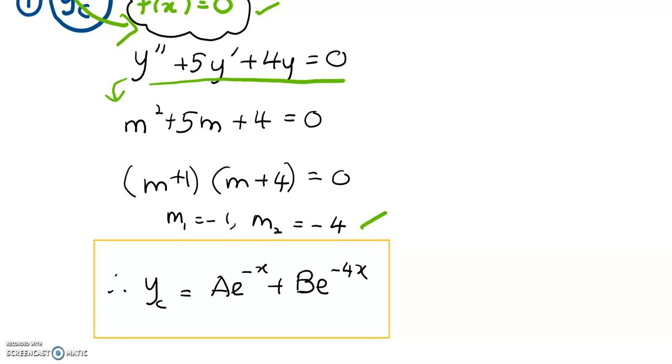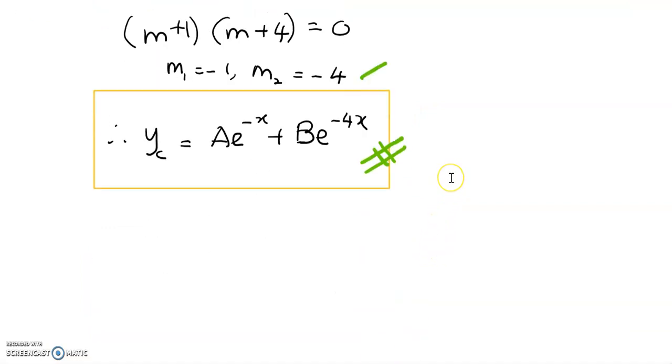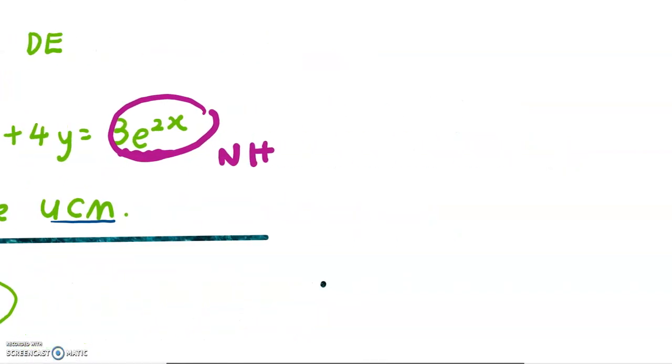So you have two different roots. Check back your solution for when you have two different roots. So this is the homogeneous solution. Next we move to the second part, where we want to find the solution of yp.